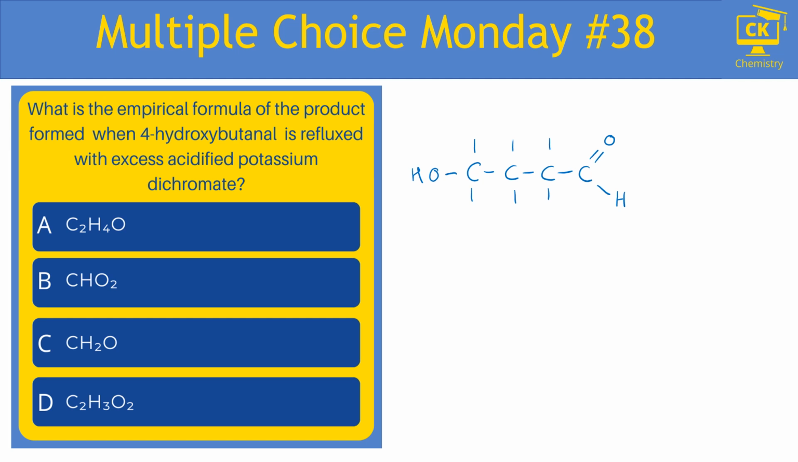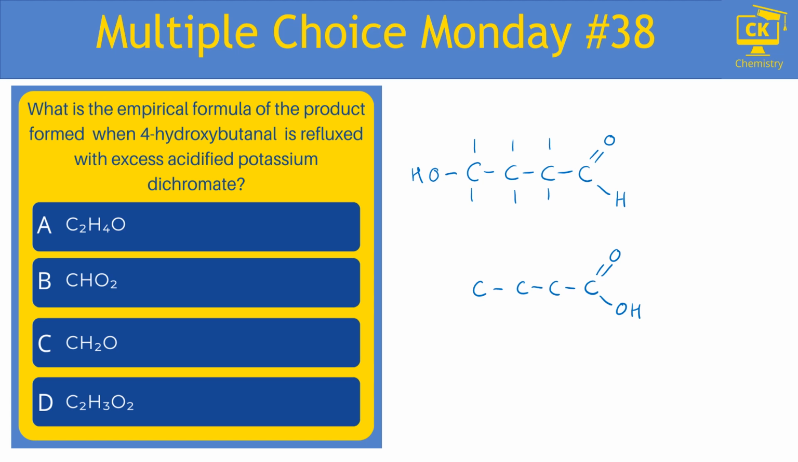Okay, so what's going to happen when I reflux that with acidified potassium dichromate in excess? So all the groups that can react are going to react as much as possible. It's under reflux as well. So obviously my carbons are all going to stay where they are because oxidation doesn't change the number of carbons. My aldehyde is going to change to a carboxylic acid.